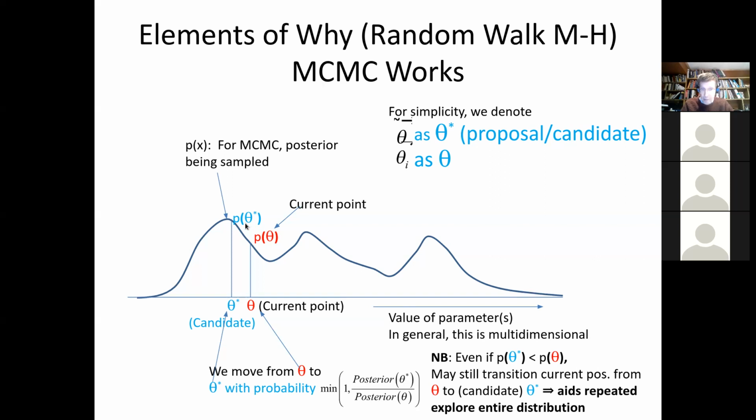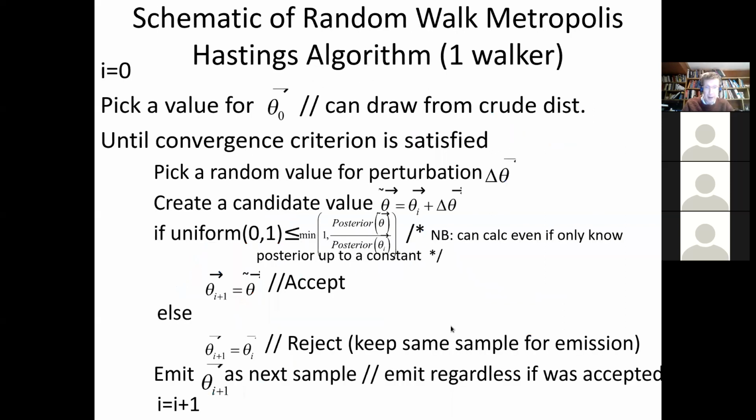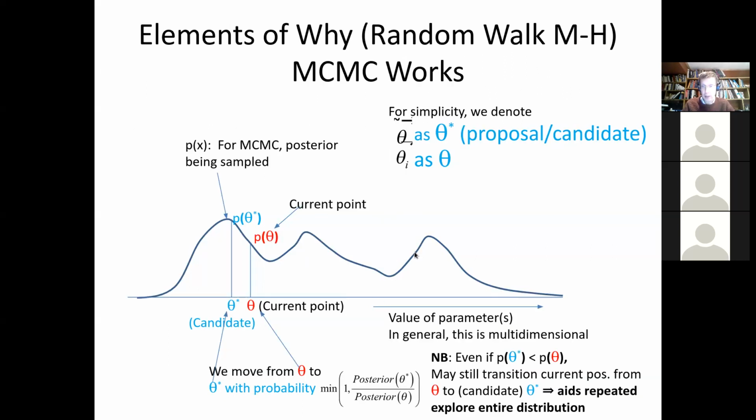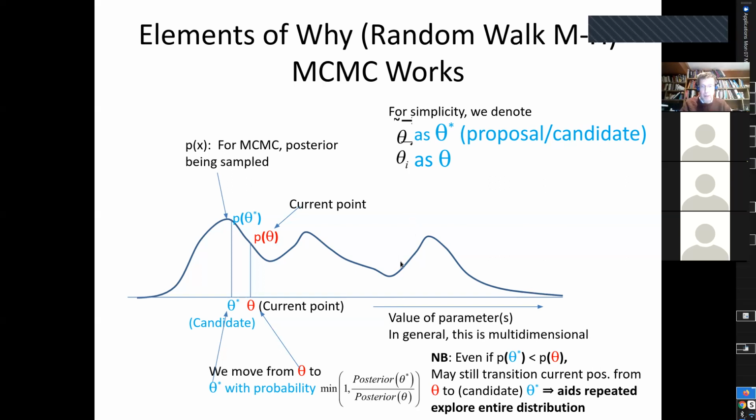So even if P of theta star is less than P of theta, we still may transition just by chance. Even if this ratio is less than 1, by chance we will still take it occasionally. So this balances exploration with exploitation. We'll spend a lot of time here in the peaks, and yet we will still explore some.